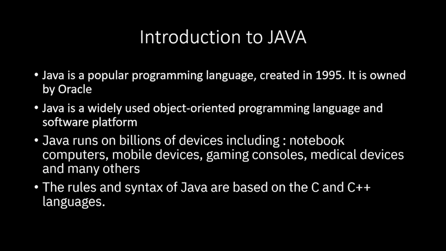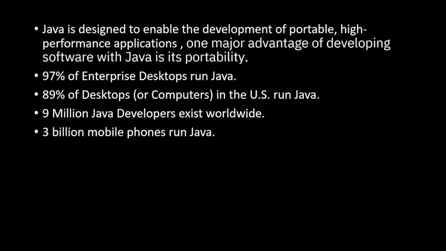Java is a popular programming language owned by the Oracle Foundation. Java is an object-oriented programming language that runs on billions of devices, including notebook computers, mobile devices, and many others. The rules and syntax of Java are based on the C and C++ languages. Java is designed to be portable.